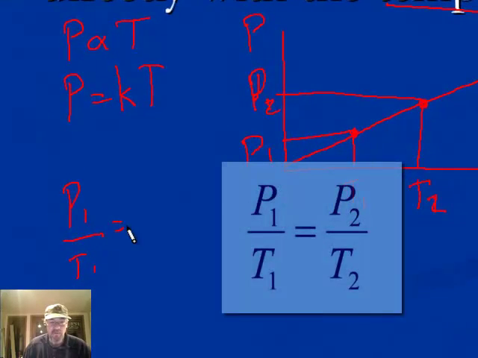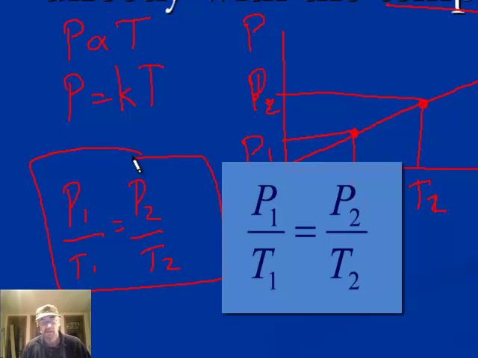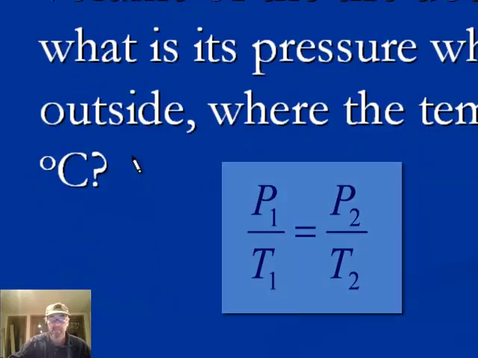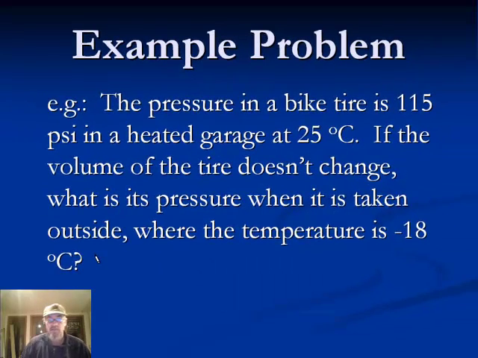P1 over T1 is P2 over T2. So there's a 2-point form for Amonton's law as well. And it's a very powerful problem-solving tool. So looking at this problem, we can solve it using Amonton's law.